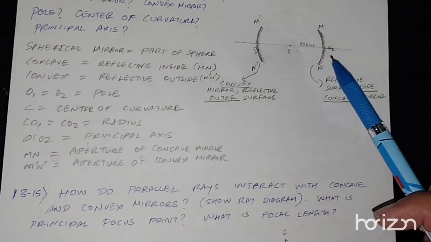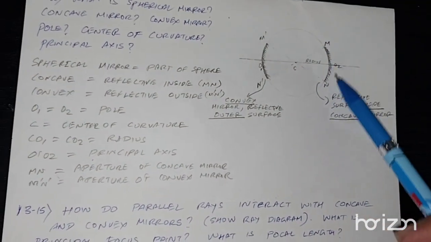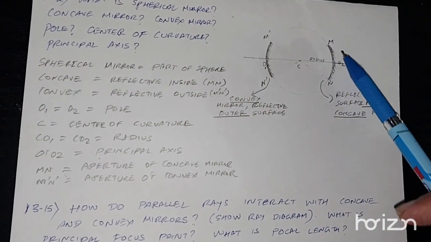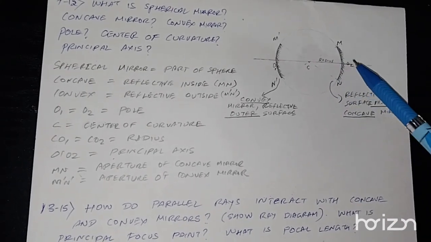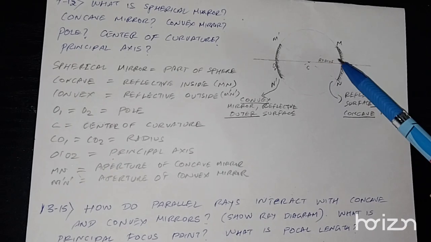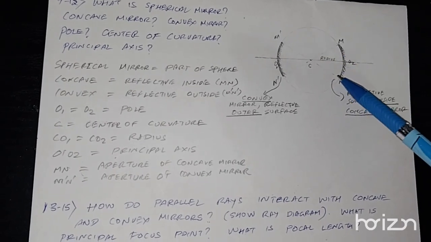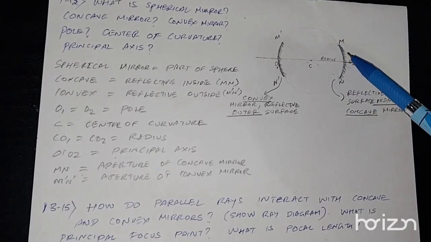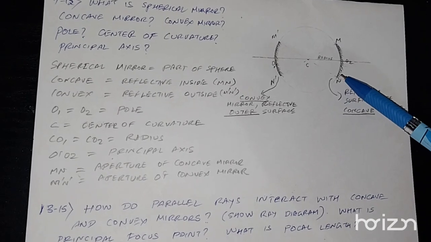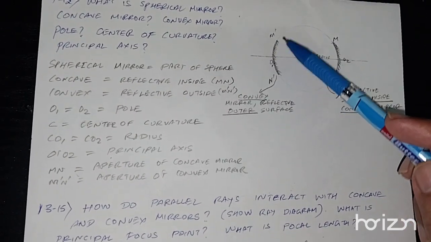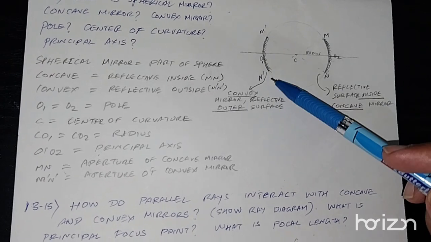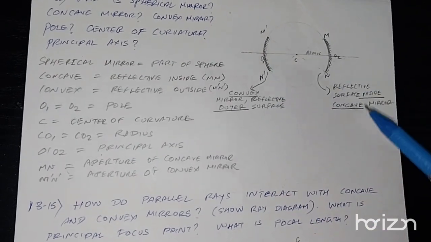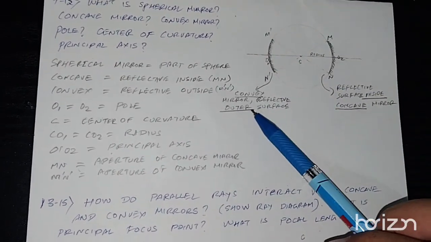Okay, now what is a concave mirror? A concave mirror is where the reflective part is on the inside. It's like in a cave, right? That's why it's called concave. It's called concave because the reflective part is on the inside, and the opaque part, that is the non-reflective part, is on the outside. Whereas for a convex mirror, the reflecting part is on the outside, and the opaque part is on the inside. So that is the difference between a concave mirror and a convex mirror.